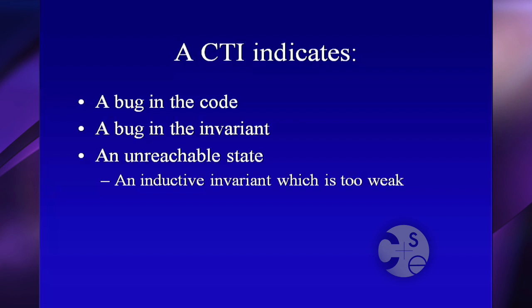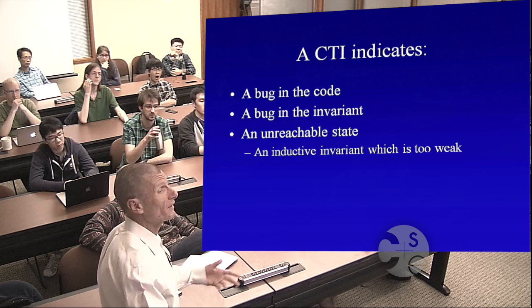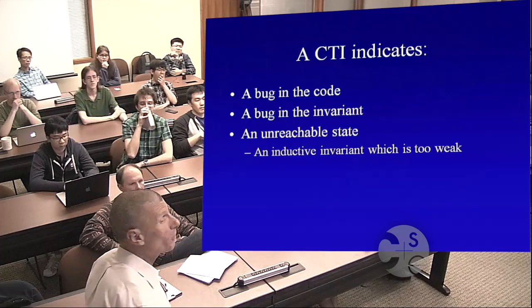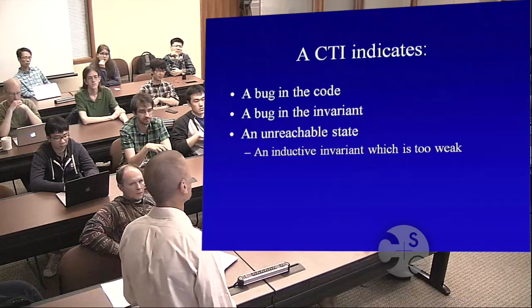So that's the second thing that can happen. And the third case is that this counterexample to induction actually represents an unreachable state. This is where the invariant is too weak, and it has to be strengthened.